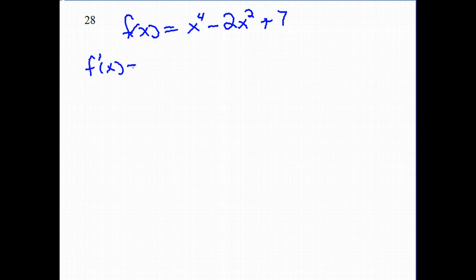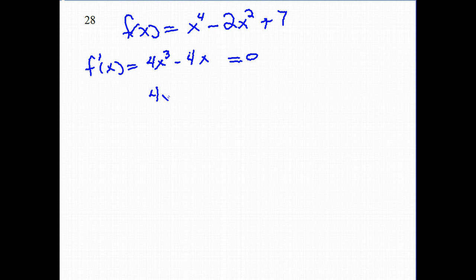Number 28, we're given the function f of x is equal to x to the fourth minus 2x squared plus 7. And we want to find all critical points, and we want to use any method that we choose to determine what type of critical points they are, whether they're max, min, or neither. So let's find f prime of x, and that's simply 4x cubed minus 4x. And we set that equal to 0.